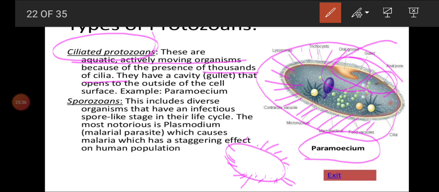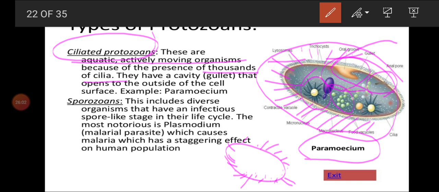Here some vacuoles will be there, which are for digestion, and a micronucleus will be there in the paramecium. All those cell organelles like lysosomes will be present, and oral grooves. Oral grooves means through that the water enters the gullet. So these are some structures and examples for ciliated protozoa. Is that clear, children? The example is paramecium.